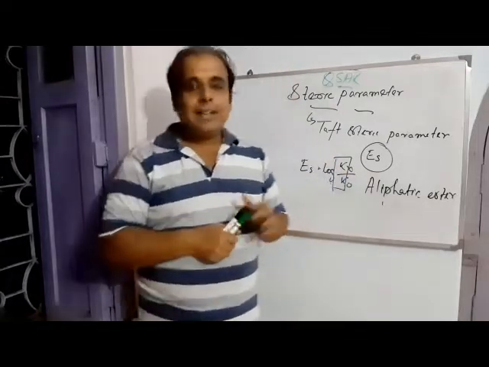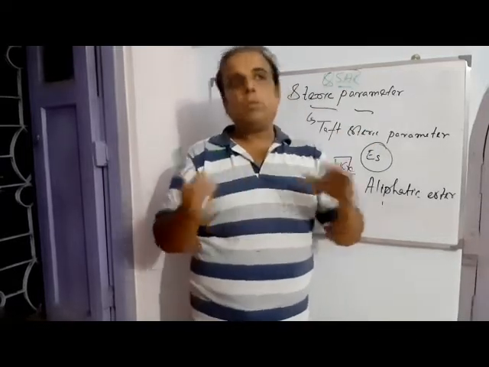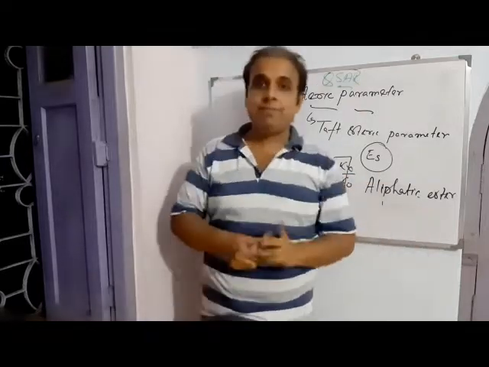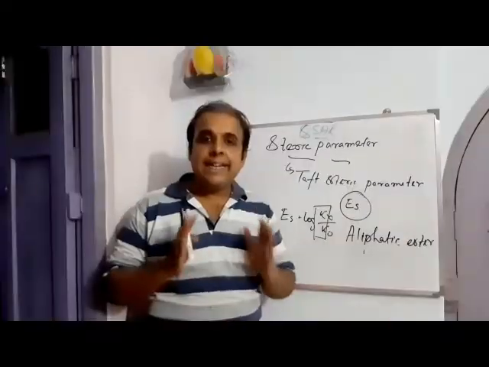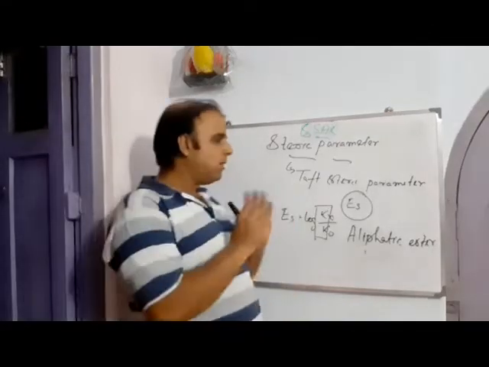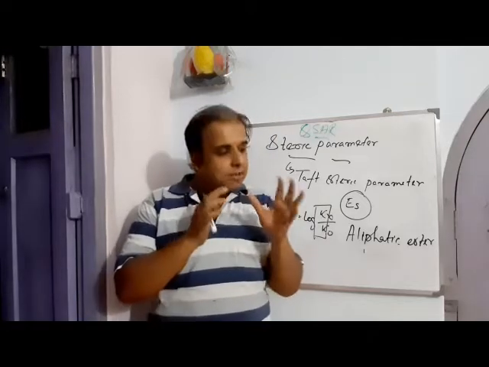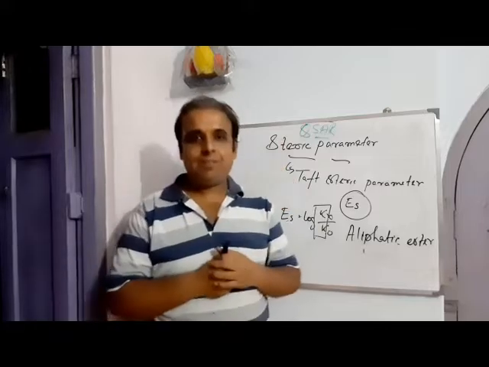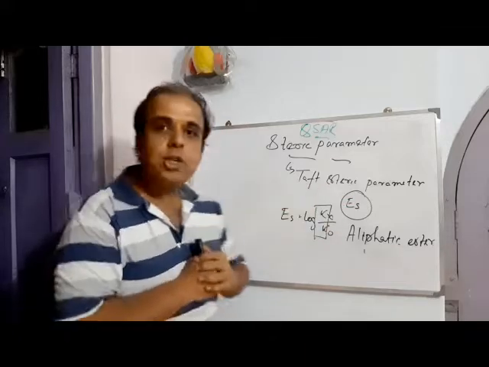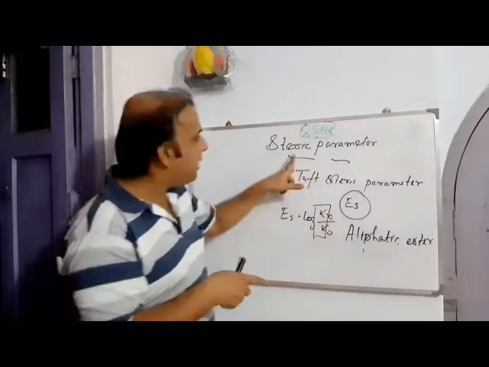What is that? The substituents which are being considered for the study, because we are just trying to monitor the influence of the substituent towards the hydrolysis of that particular substituted ester, right? So the criteria is, whatever substituents are chosen for that particular study, they should interact sterically with the tetrahedral transition state of the reaction. So whatever substituents you are choosing for the determination of Es, those substituents should interact sterically, because we are dealing with a steric parameter.